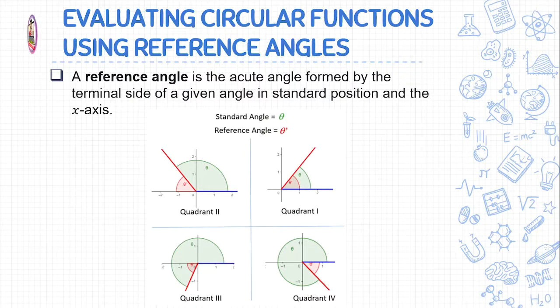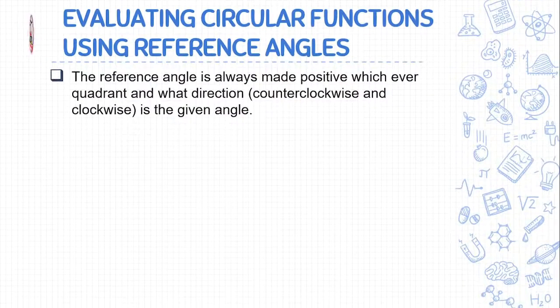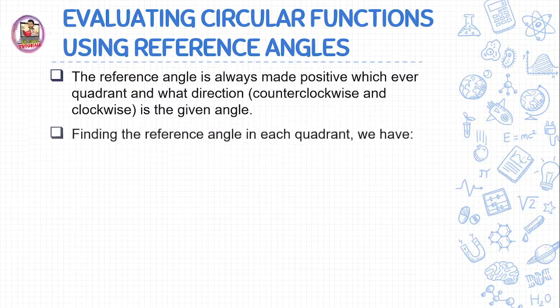So for the first quadrant, the standard angle is also the reference angle. For quadrant 2, when the angle stops in the second quadrant, its reference angle is the angle formed by the terminal side and the x-axis. The same is true for quadrant 3 and quadrant 4. The reference angle is always made positive, whichever quadrant and whatever direction, either counterclockwise or clockwise, the given angle is. So the reference angle is always positive.